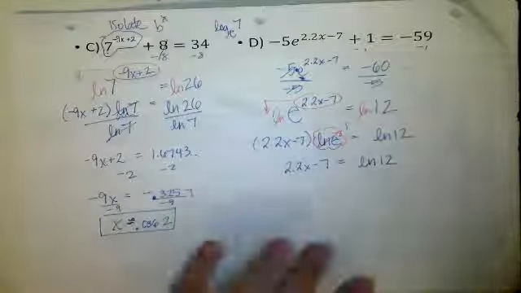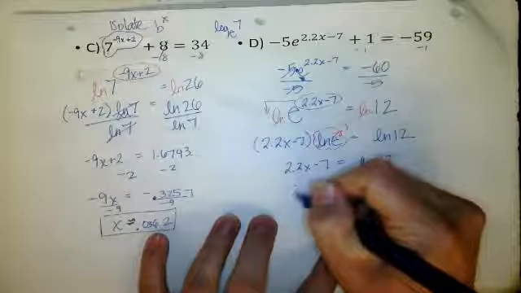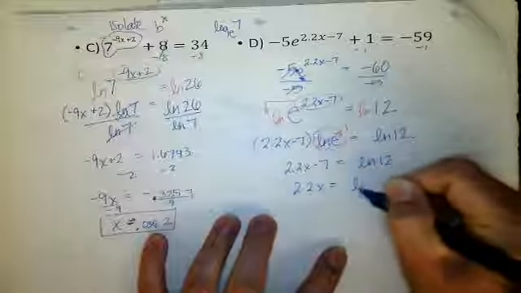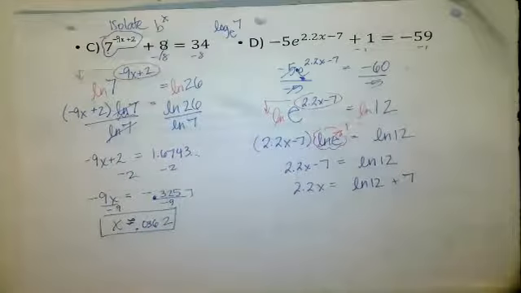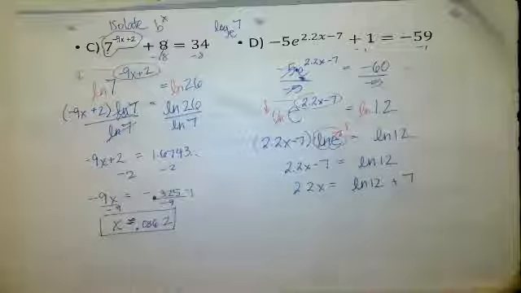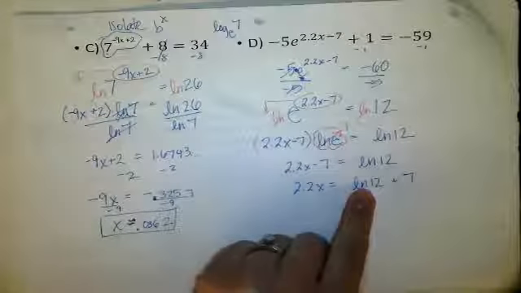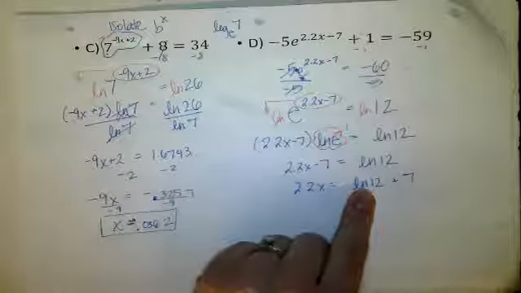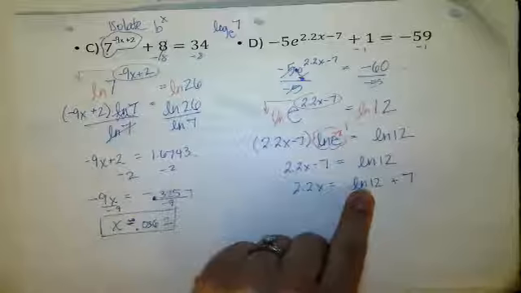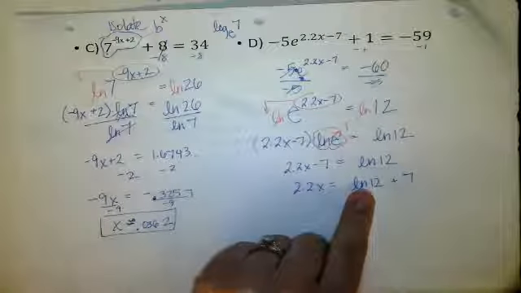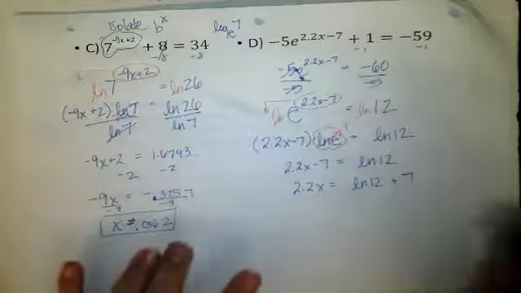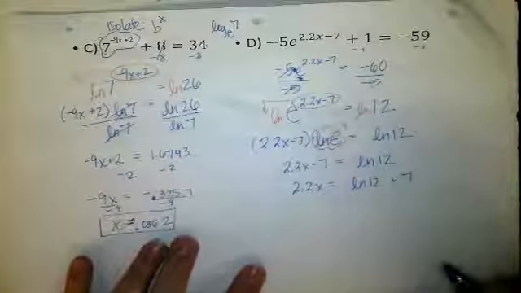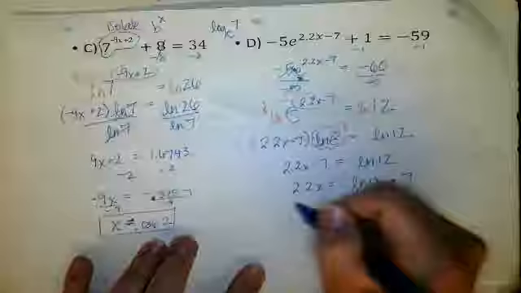And then what should we do? Add 7. So I have 2.2x equals the natural log of 12 plus 7. Is that the natural log of 19? No. Remember, natural log of 12 is some crazy decimal. E to what gives me 12? I don't know, 2 point something. It's a crazy decimal, okay? So don't think you can add those numbers together. And then what do we need to do?